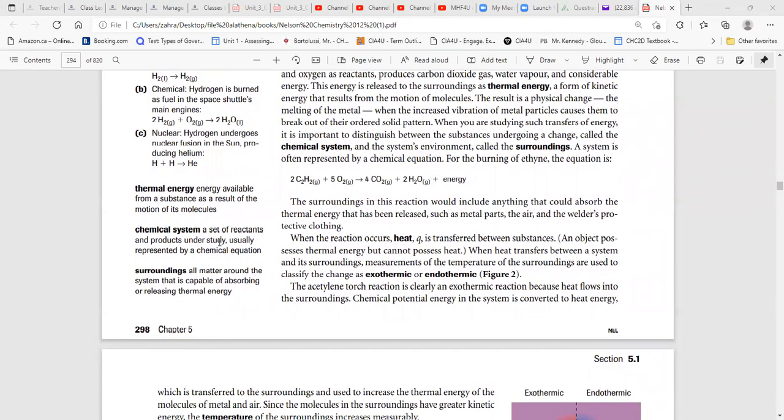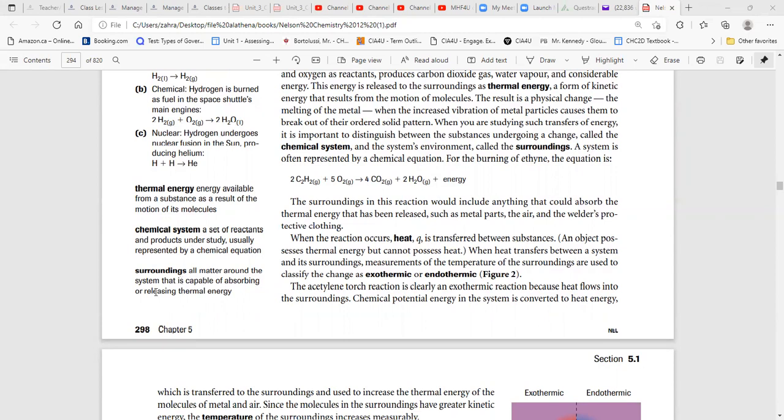Chemical system is a set of reactants and products under study. For example, the reactant is C2H2O2, the product is CO2 and H2O, and we want to study that. So it's going to be a chemical system.